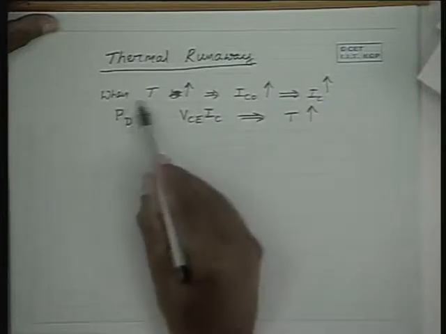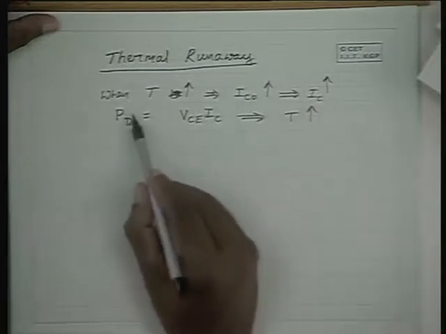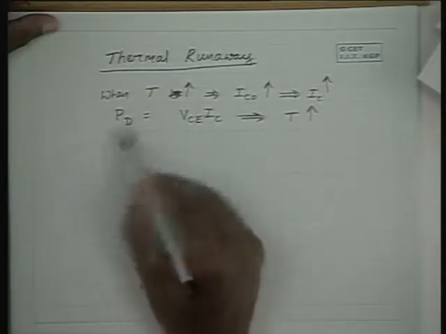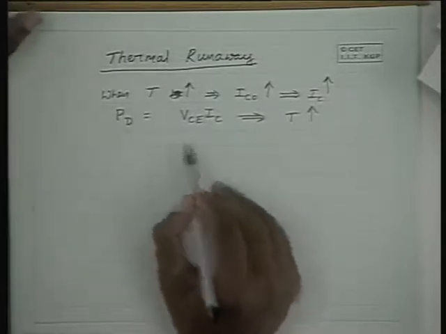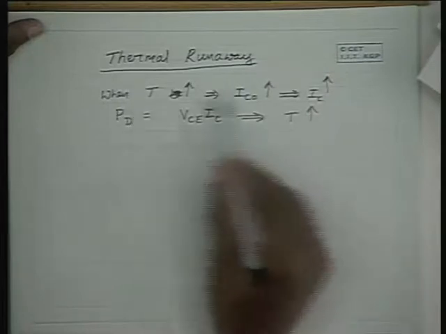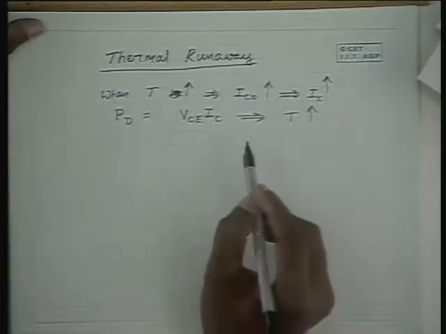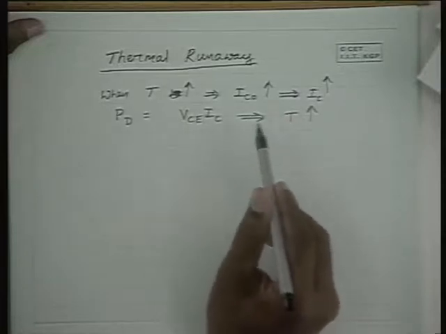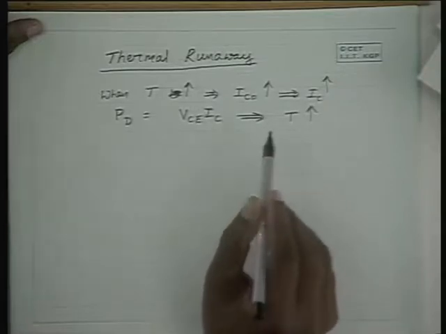And when temperature rises again, IC naught rises and IC rises, and when IC rises, the power dissipation PD rises, and as a result again temperature rises, and we may find that the transistor ultimately goes out of the active region and it may go into saturation region. And this condition is known as thermal runaway, and sometimes the transistor may get burnt. So this condition is known as thermal runaway. Now, there is a means by which this condition can be avoided. A circuit can be designed such that this condition can be avoided.